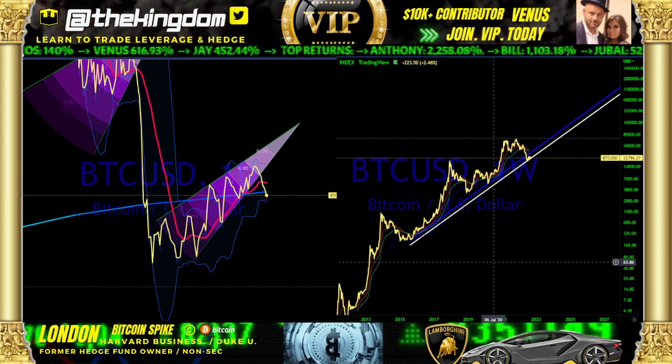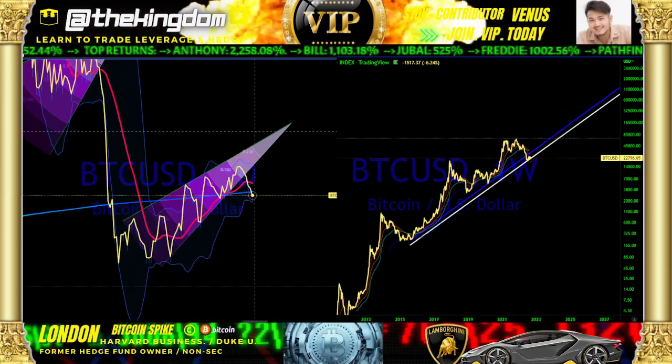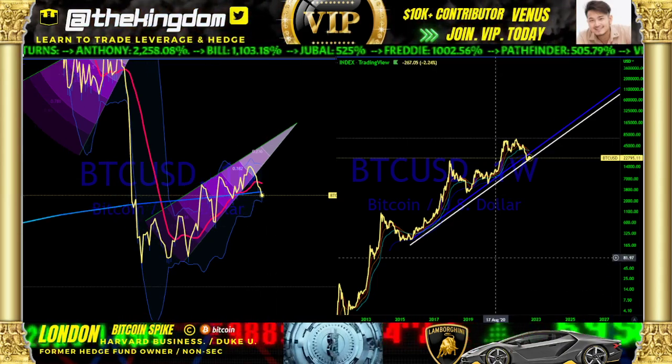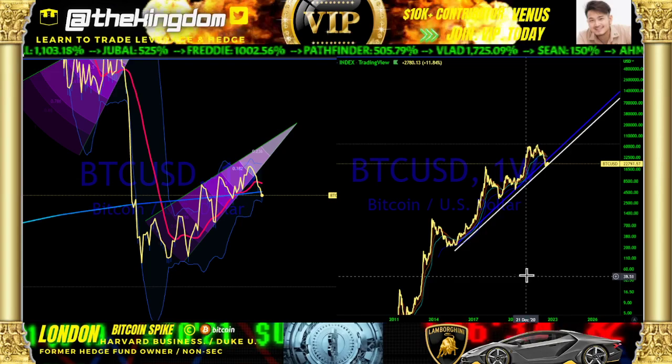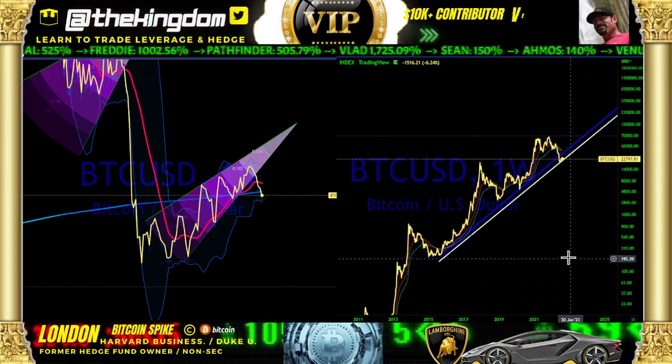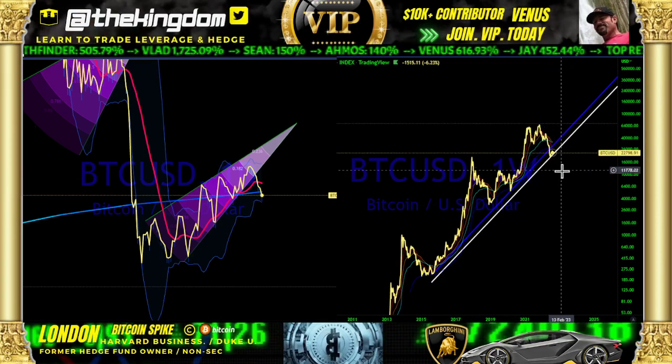We have an important update. Please pay attention. On the left-hand side, you're going to see the rising wedge. We've fallen out of it. On the right-hand side, I'm going to walk you through today how to set up the macro logarithmic chart. We're in a very, very important zone. I'm going to tell you that.